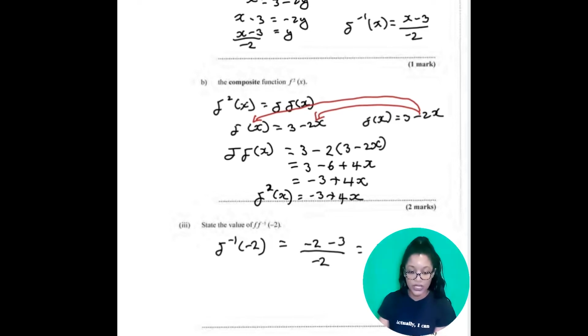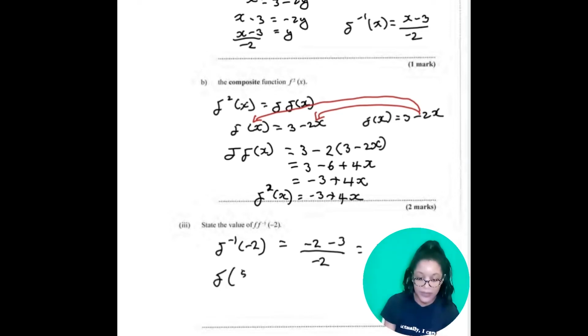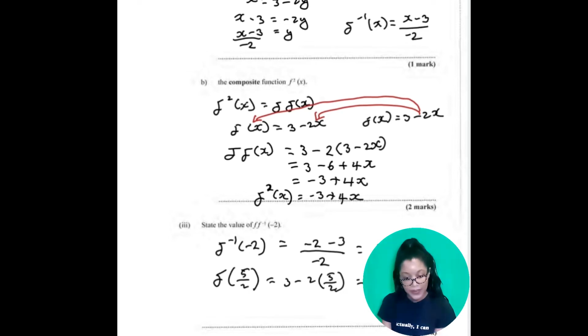Now we're substituting f inverse of negative 2 into f of x. So now we'll find f of 5 over 2. So you get 3 minus 2 multiplied by 5 over 2, so you get 3 minus 5. And 3 minus 5 is equal to negative 2. So f of f inverse of negative 2 is equal to negative 2, which we knew, but I just showed you the working.